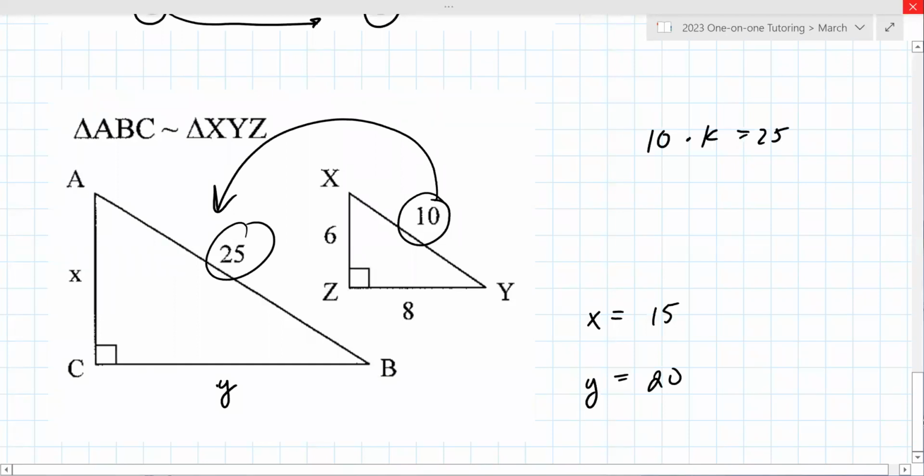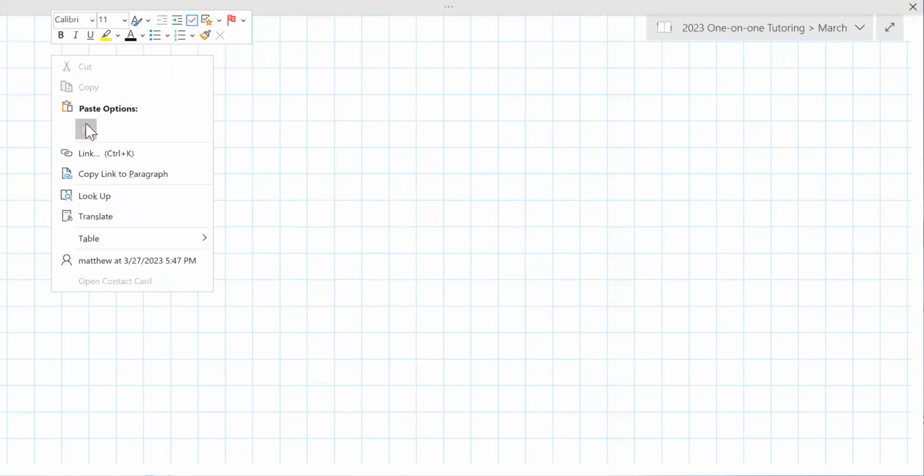All right, let me pull up another one here for you to do. So this one is not in the same orientation. This is the harder one. This is the one where you've got to decide which goes with which. And if you're not sure, please ask.